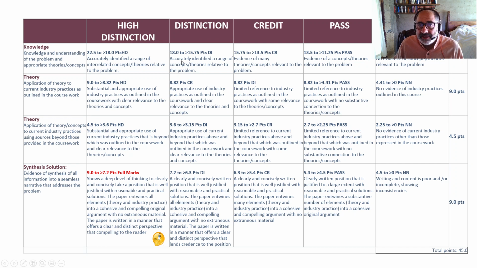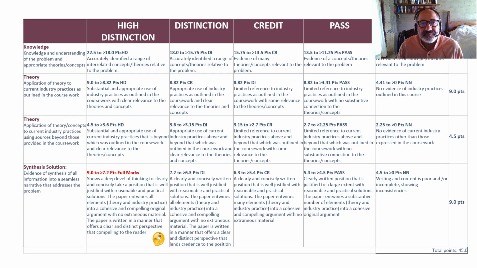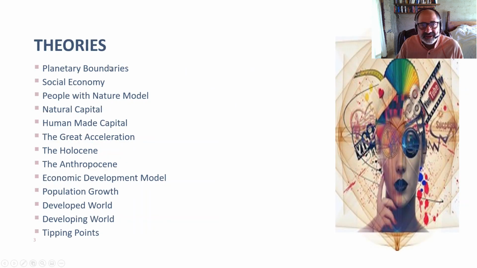If you accurately identify the right ones, so if you've picked the right ones relative to the question that we've given you, then you get between the 18 and 15. And finally, accurately identified a range of interrelated concepts. If you've identified the right ones and you've explained how they work together, so how a planetary boundary and land system change works with the social economy, with health, when it comes to people applying pesticides on cotton crops.